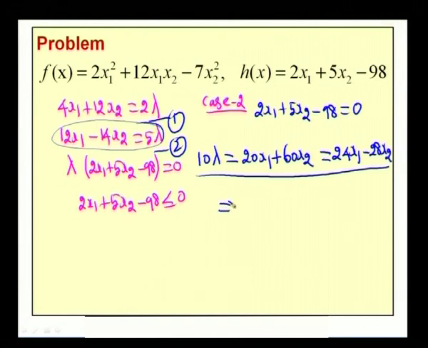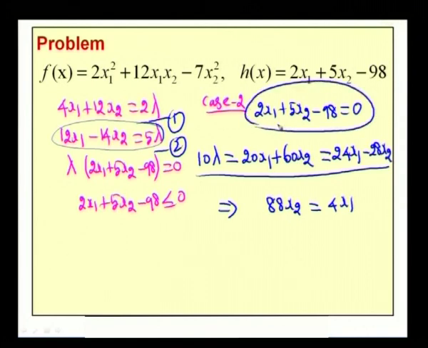Now, we simplify this equation. Taking 28x2 to this side, it becomes plus 28x2, so it becomes 88x2 equal to, by taking 20x1 to the other side, 4x1. So, by making use of equations 1 and 2, we have 88x2 equal to 4x1. Now, in this equation, we will make use of 2x1 plus 5x2 minus 98 equal to 0. By simplifying further, we have 2x1 equal to 44x2.